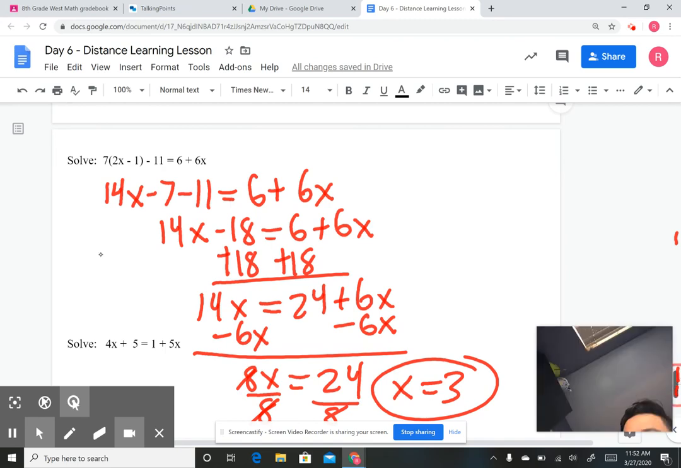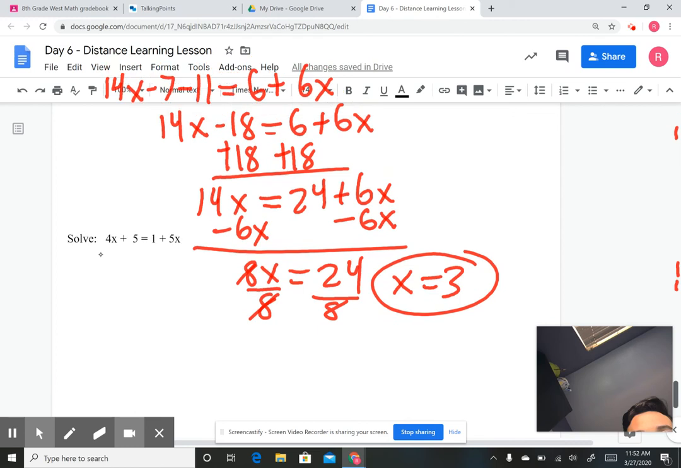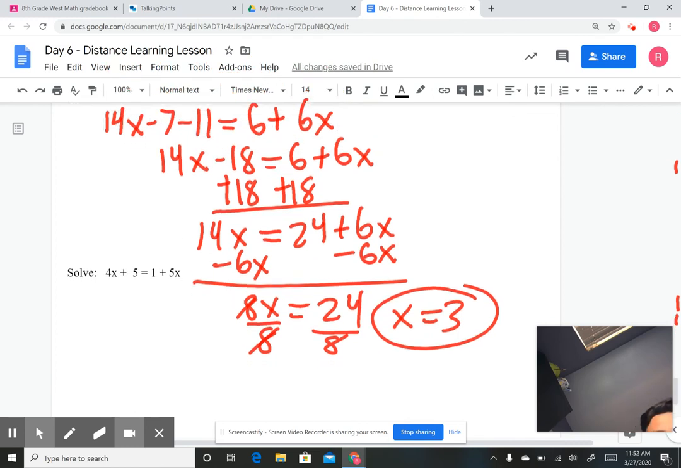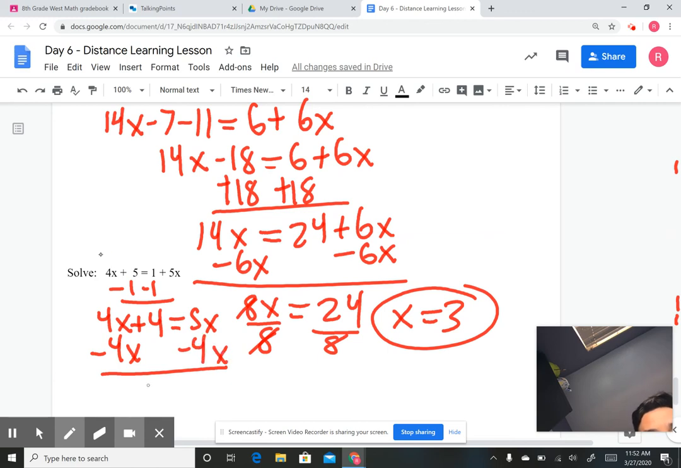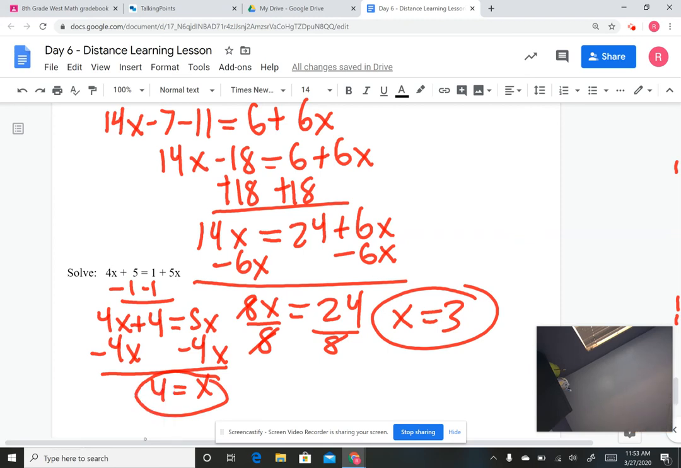Okay. And then to solve this last problem, so this last one we're going to subtract that 1 over to make it a one-step equation. 14x plus 4 equals 5x. Subtract the 4x over. 4 equals x, and that's the answer for that one. Right, so that's going to be the last answer right there.